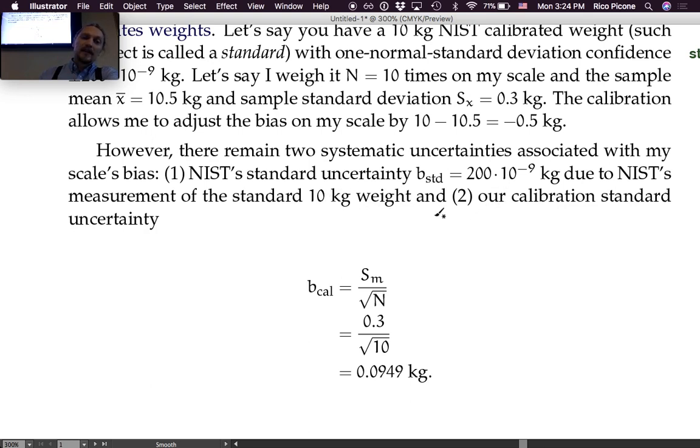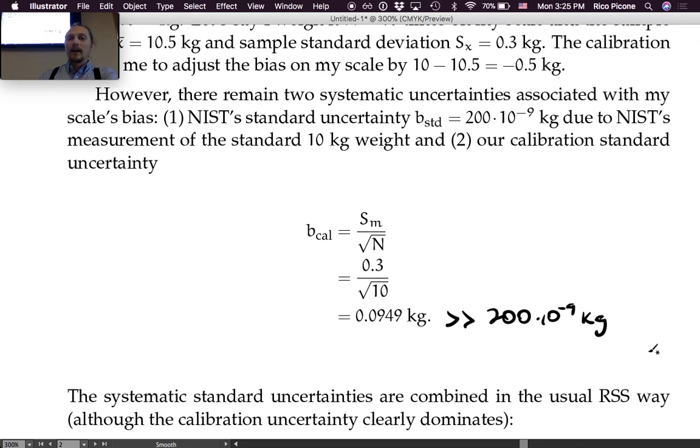And our calibration standard uncertainty, which is if you take the standard deviation, which was 0.3 kilograms, divided by the square root of n, the standard deviation of the mean, is our uncertainty value, so 0.0949 kilograms, which is much, much larger than 200 times 10 to the minus 9 kilograms. So my scale, the measurement that I made, is not as good as the NIST measurement.